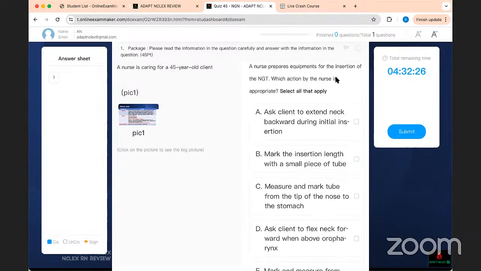And let's prepare equipment for insertion of an NG tube. Which action by the nurse is appropriate? Select all that apply.